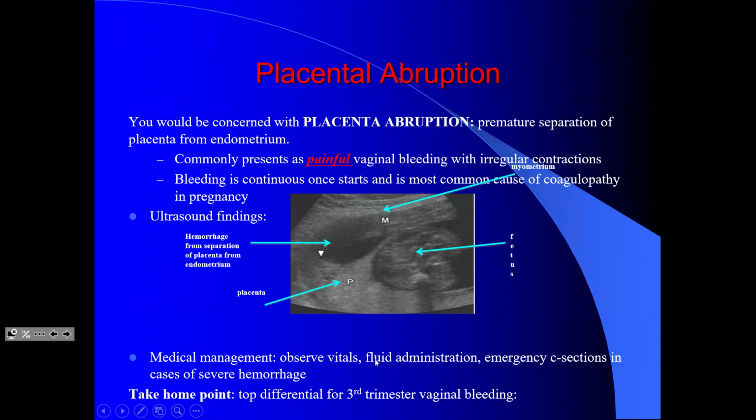The management is fluid administration, as you already know, like anywhere you are losing blood. Emergency C-sections are required in cases of severe hemorrhage, where the abruption is severe; you would require immediate C-sections. So in the third trimester, remember, painful or painless vaginal bleeding is the clue. The history is sometimes very important, and then you do an ultrasound and confirm what the problem is.